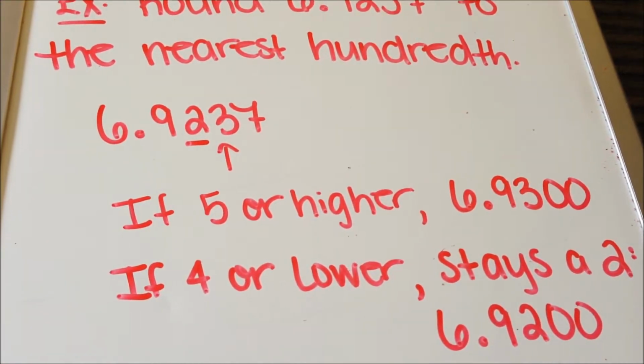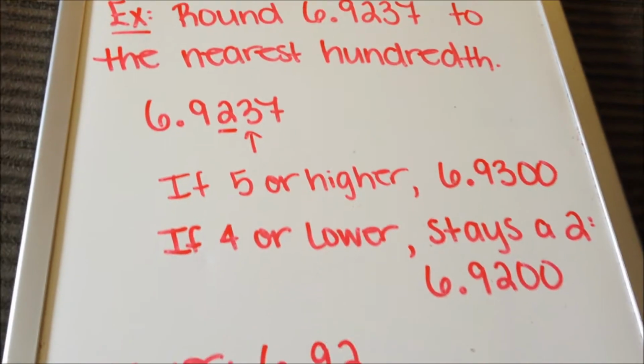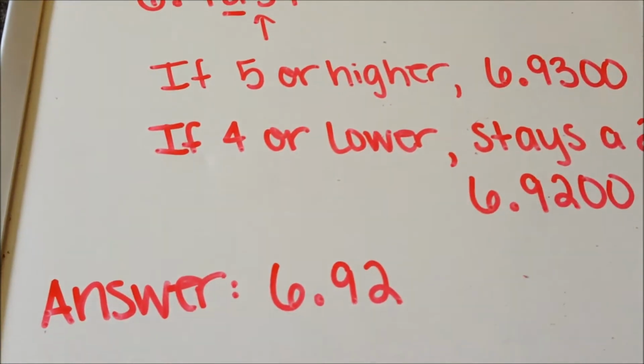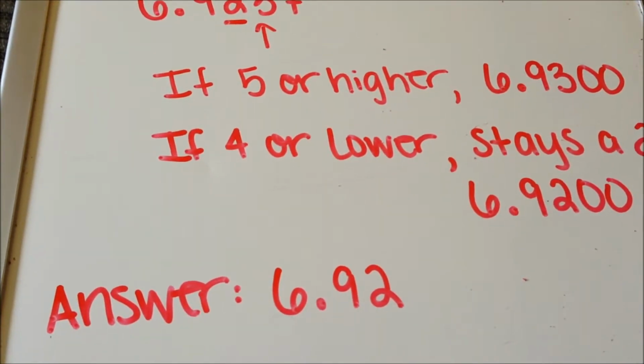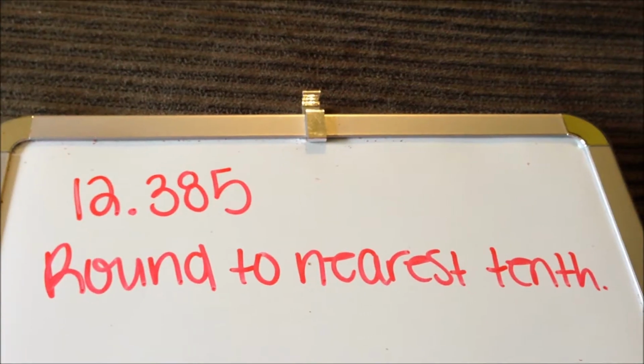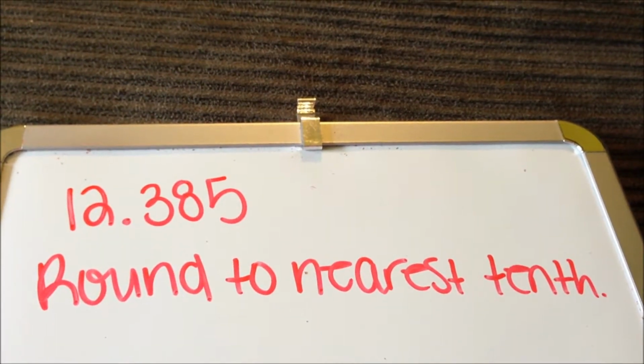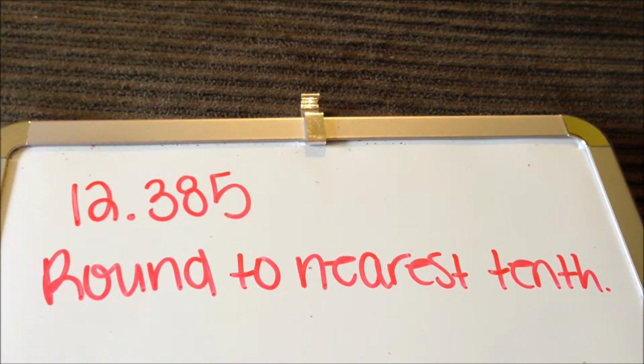Because the number is 3, our answer stays a 2, and our answer is 6.92 or 6.9200. Round the number 12.385 to the nearest tenth.